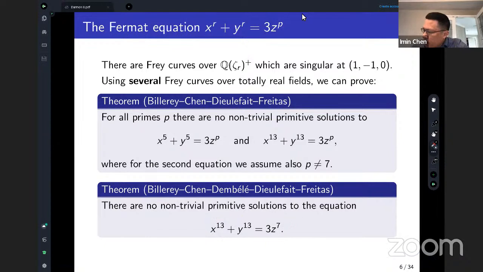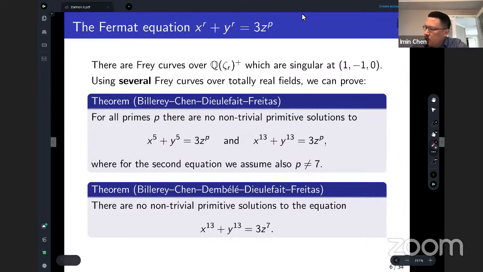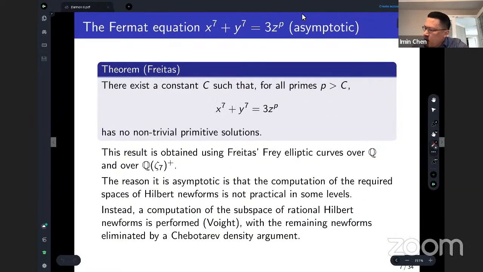Well, we have optimal results for r equals 5 and 13. What about 7? So already in Nuno Freitas' thesis, he had proven an asymptotic result. This is a result where we show that the equation has no non-trivial primitive solutions for p sufficiently large. As it happens in this case, the sufficiently large is really big. And let me explain why.